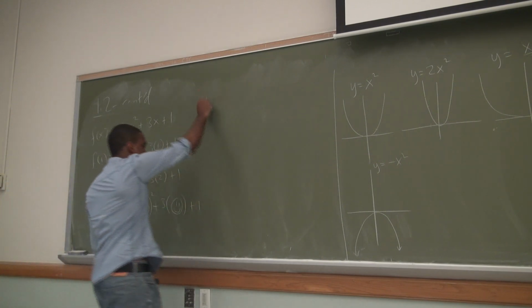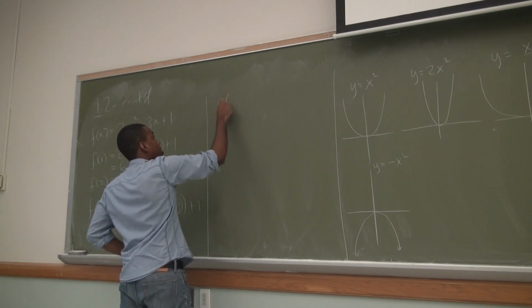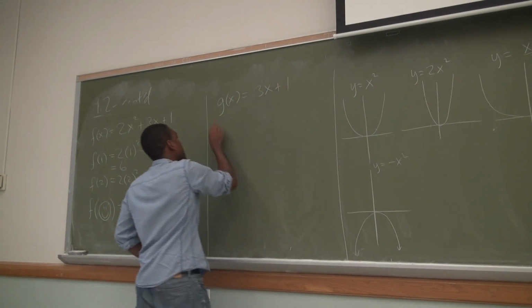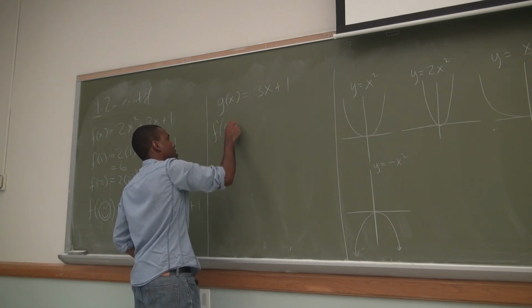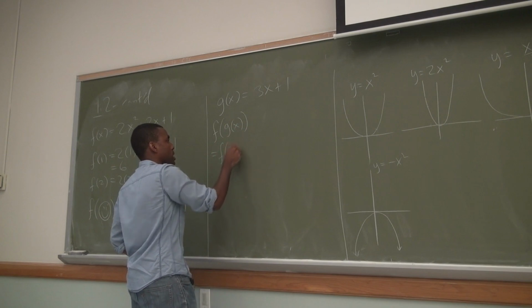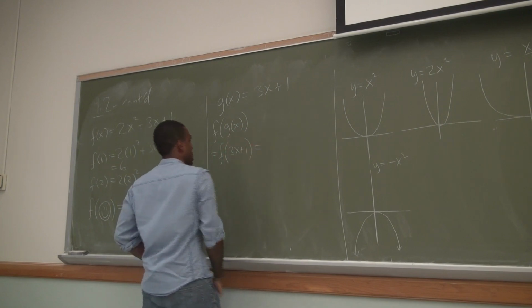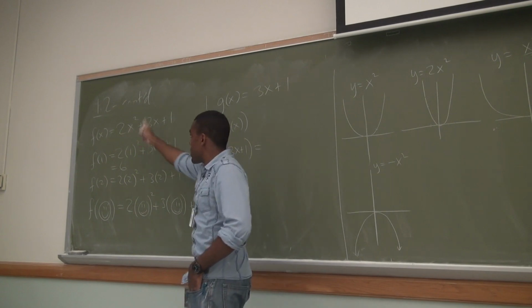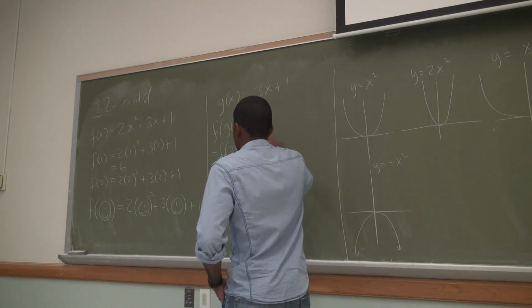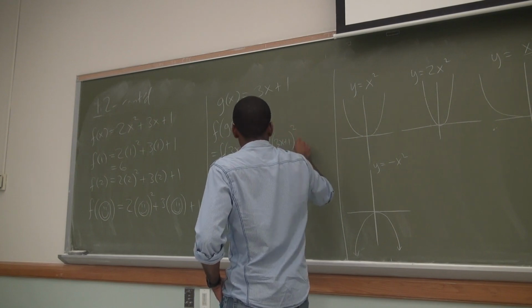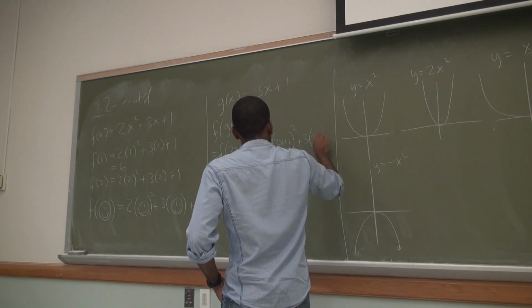So if I say g of x is the function 3x plus 1, and I ask you what is f of g of x, what does that mean? Well, that just means f of 3x plus 1, and you follow the same rule. Whatever shows up in brackets here, you replace every instance of x with it. That's going to be 2 times (3x plus 1) squared plus 3 times (3x plus 1).